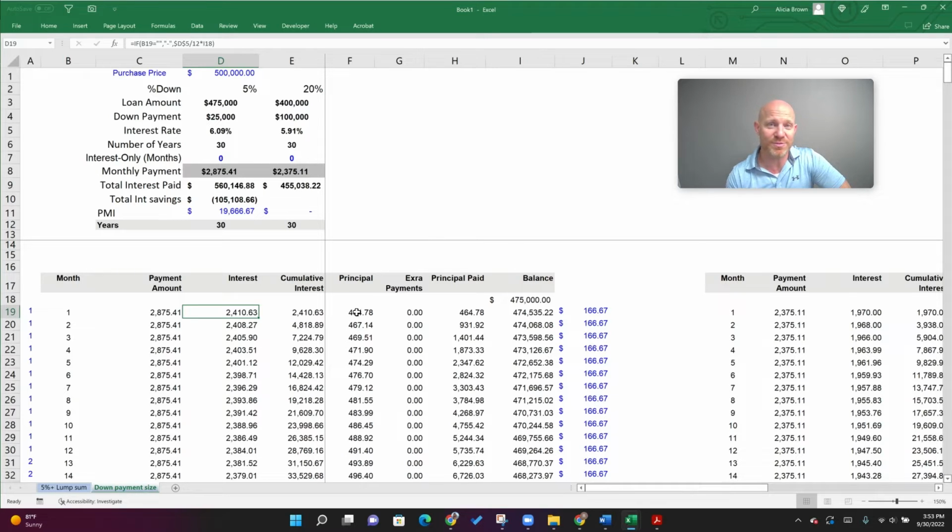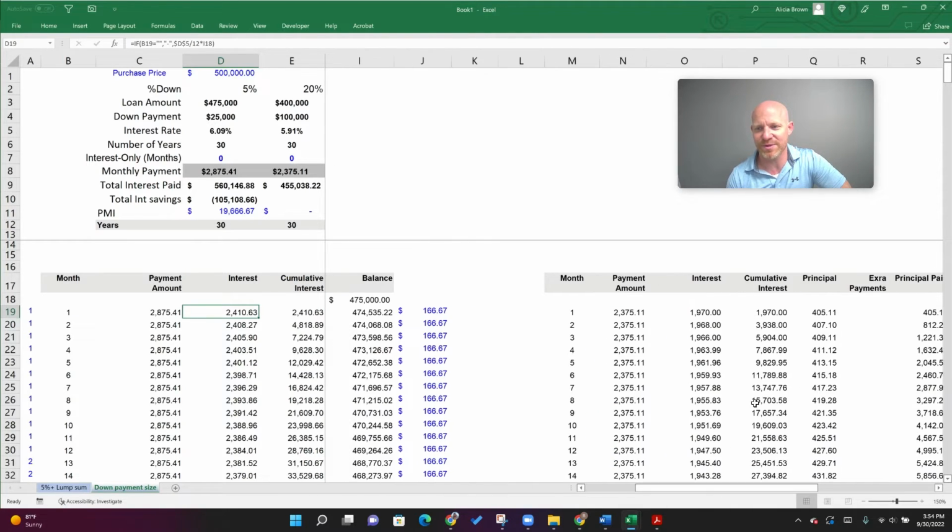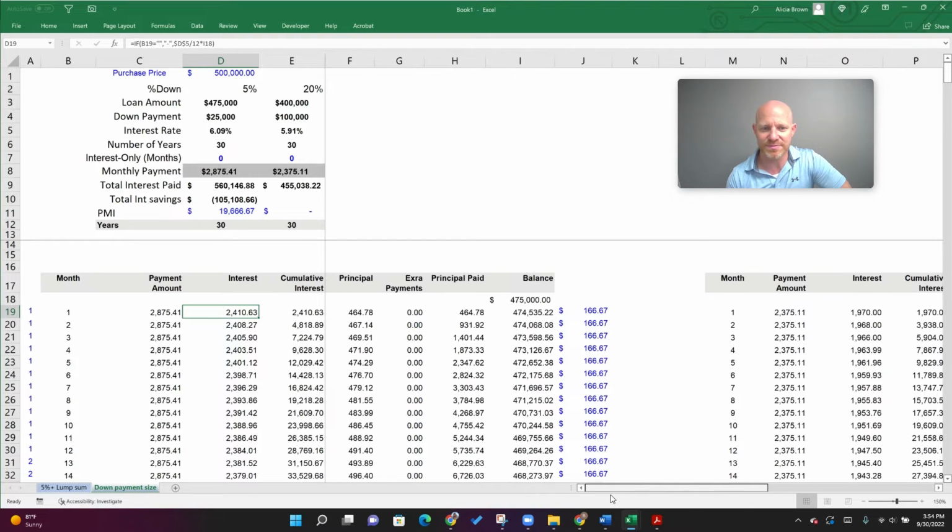The amount of principal, the value you're paying towards the equity of your home, is $464 versus over here, $405. So in all, with this more expensive loan, you're accumulating so much more interest. I've shown here in the table, you're paying $105,000 more in interest for this loan.